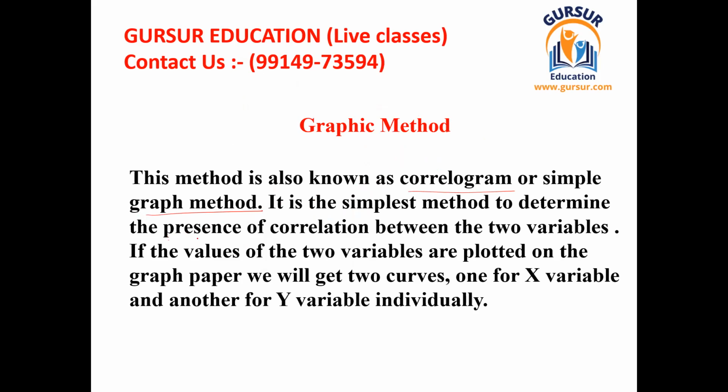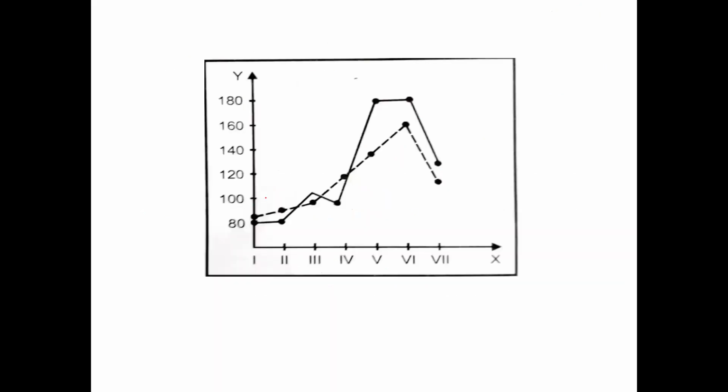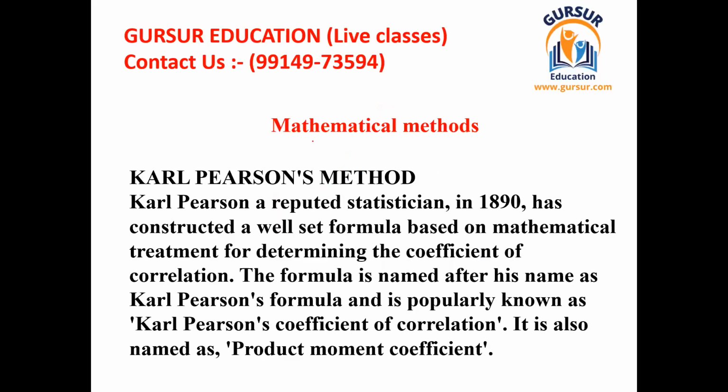It is the simplest method to determine the presence of a correlation. How is this done? Two variables are plotted on graph paper, and we get two curves individually for X and Y. By looking at these curves, we can get to know if they relate or not. So this is known as the graphic method of finding correlation. Now we have to move further to the mathematical methods of finding the presence of correlation and the level of its presence. So this is the first method.